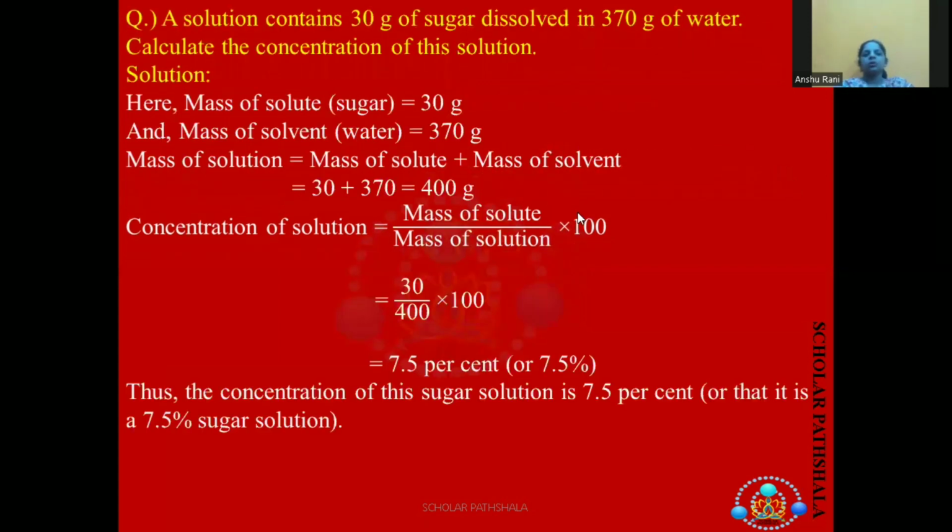Like we are having a question: a solution contains 30 grams of sugar dissolved in 370 grams of water. Calculate the concentration of the solution. First of all, we need the mass of solution. Solution is comprising two components, solute and solvent. Solute is 30, solvent is 370, so it is making 400 grams. Concentration of solution is equal to mass of solute by mass of solution into 100. So 30 upon 400 into 100 is making 7.5%.